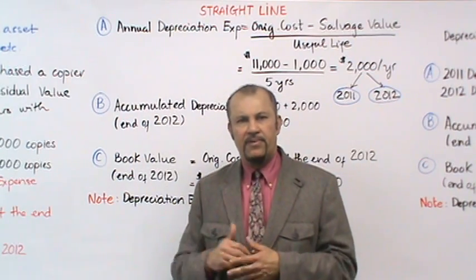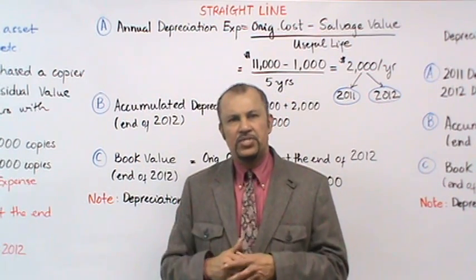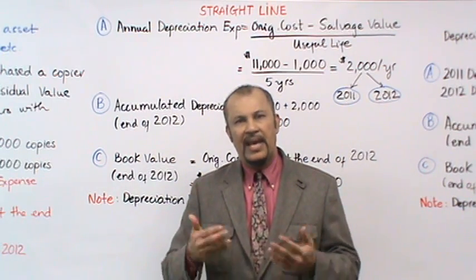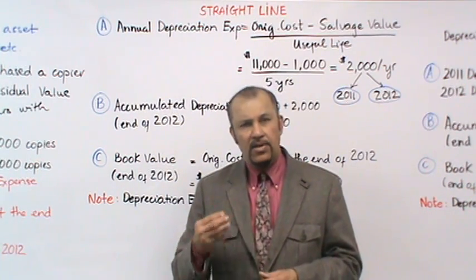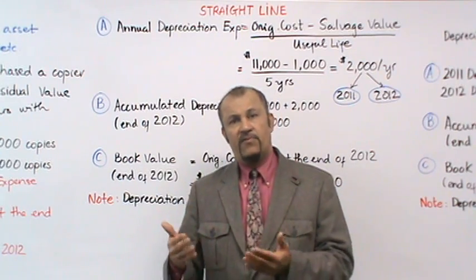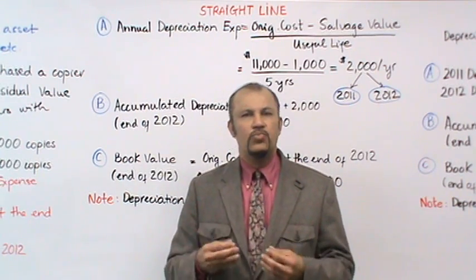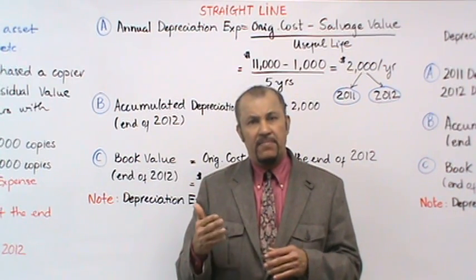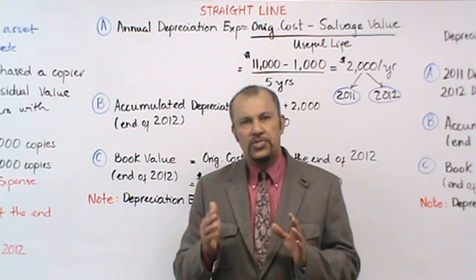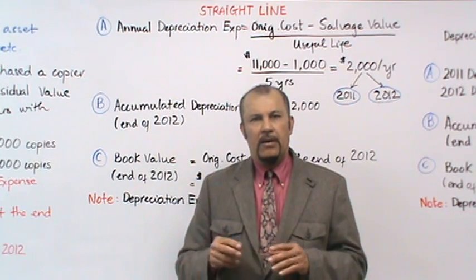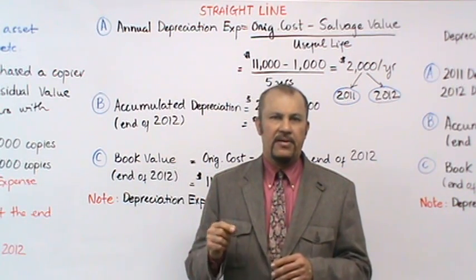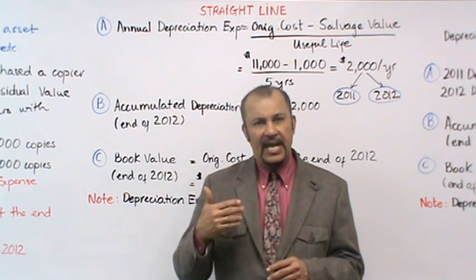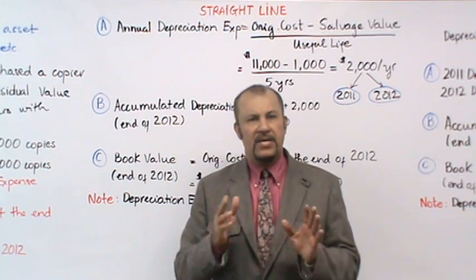Well, take this copier. I bought this copier at the start of 2011. I know that this copier is going to last me for many years. I know that this copier will benefit me for a number of years. How many years will it benefit me? I have no idea. All I know is it's going to benefit me for more than 1 year. So if that's the case, then when I first buy the copier in 2011, I want to record the copier as an asset, not as an expense, but as an asset.